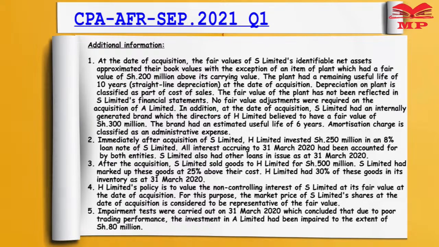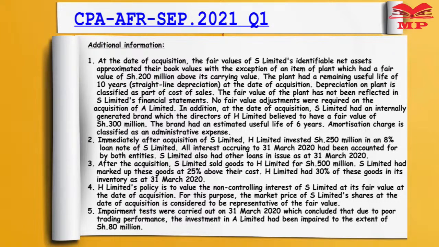Number 3, after the acquisition, S Limited sold goods to H for 500 million. S Limited had marked up these goods at 25% above their cost. H Limited had 30% of these goods in its inventory as of 31st March 2020. That is an intercompany trading that you need to eliminate. That we call a common item between H and S that you need to eliminate during your consolidation.